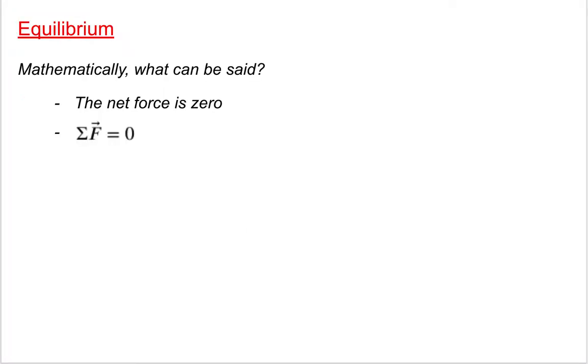Mathematically, how we can say this is that the net force is zero, or sigma F is equal to zero. The symbol sigma refers to something very mathematical, where you add things together, but because of the little arrow above the F, we pay attention to the directions. And so it might be adding positive and negative numbers.